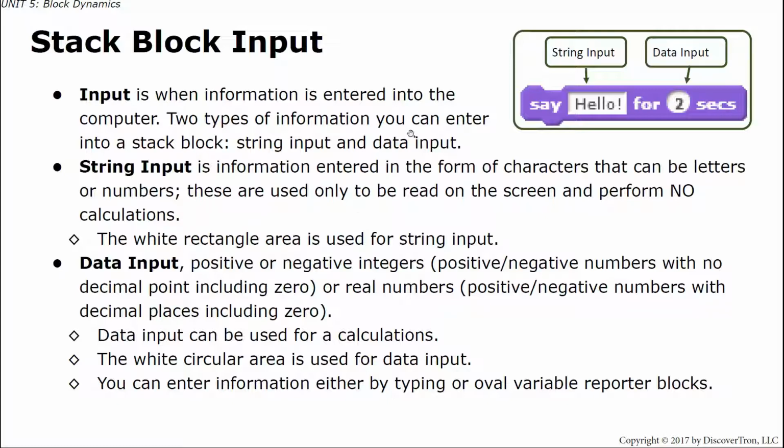Whenever you look for a string input, and I've zoomed in here on this block, it will be a rectangle shape that allows you to enter in string values. And then the next type is data input. And data input is where you can enter in positive or negative integers. And you can also enter in real numbers that are also going to be positive or negative. And the data input section will be a kind of a circle, ellipse type shape. And that will allow you to enter in data values. You can also put in variables inside each one of these, and we'll look at those here in a second.